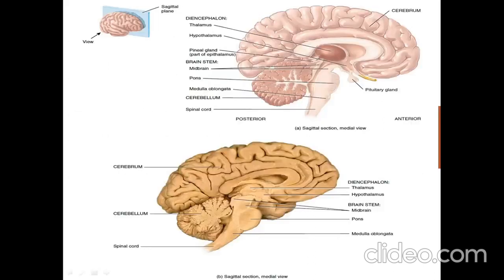Now the diencephalon contains the thalamus, hypothalamus and the pineal gland, which is a part of the epithalamus. Next is the brainstem: midbrain, pons and the medulla oblongata, then the cerebellum and the spinal cord. Next is the pituitary gland and the cerebrum, which is the largest part.